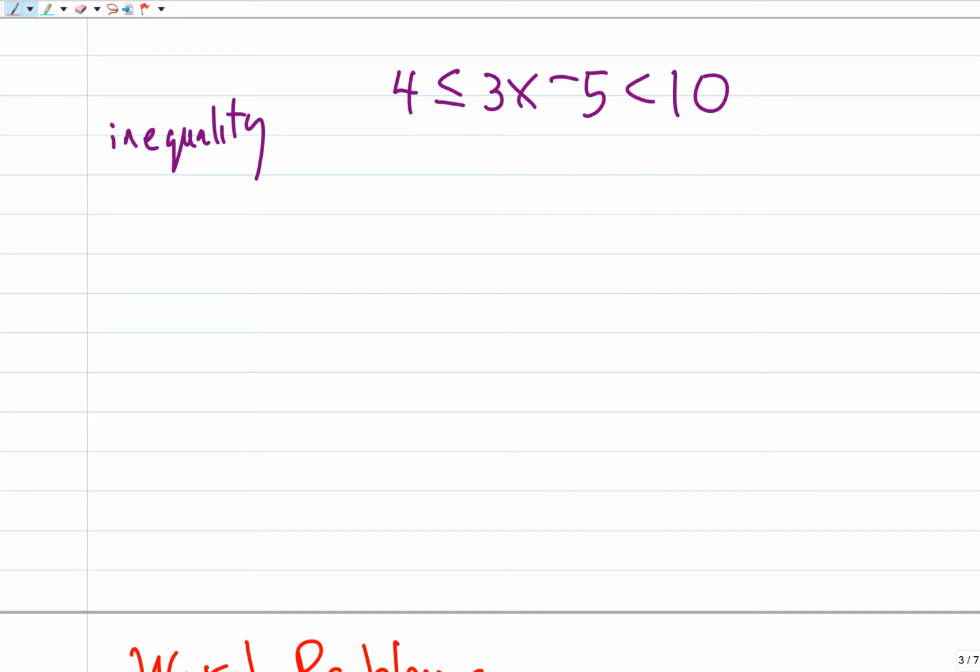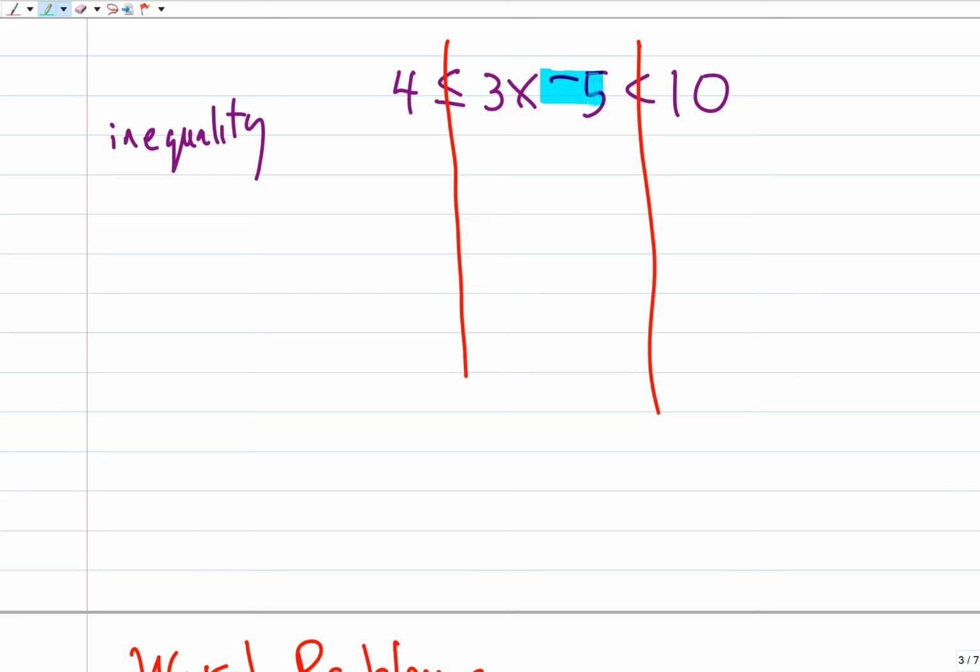Some books will have you split it. I don't like to do that, and I find when people split it, they open up a lot more mistakes. So what I do is I just treat this as an inequality, but it has three different sides to it. Well, how do I know what to do? Well, I'm solving for x. What's happening to the x?